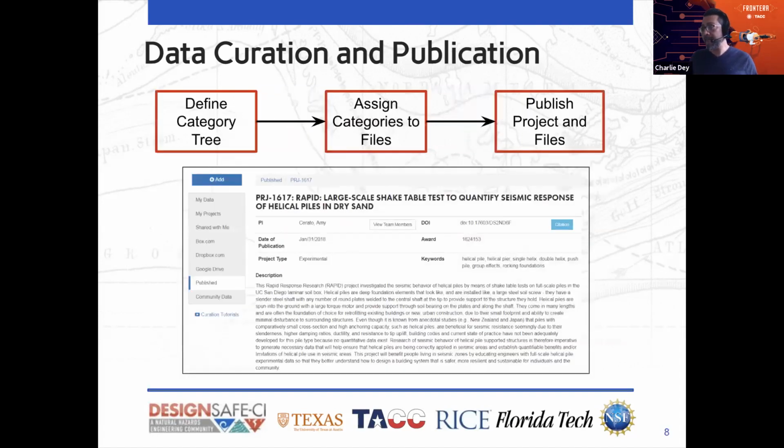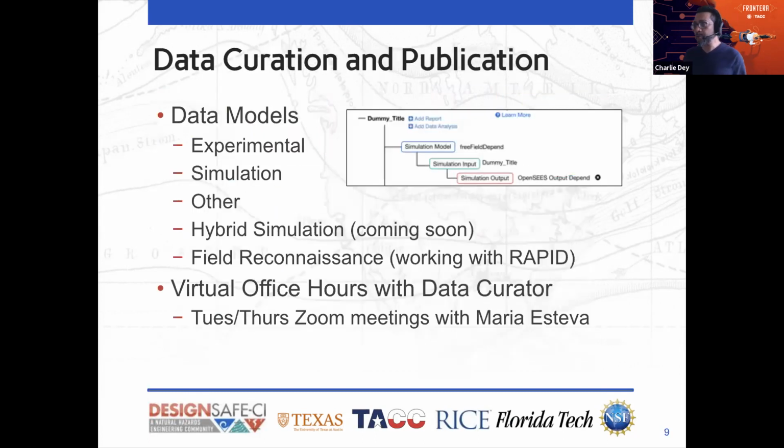And then once you have that all set up and ready to go, we can help you publish your project and your data files. And by publishing, what essentially we're giving you is a DOI, a document object ID number. And with that, you can cite your data set. So once again, the data models are experimental simulation, other hybrid simulations, of course, and the field reconnaissance. And I'm sorry, this slide does not have the social sciences as well.